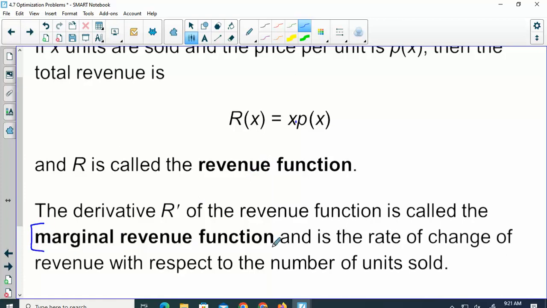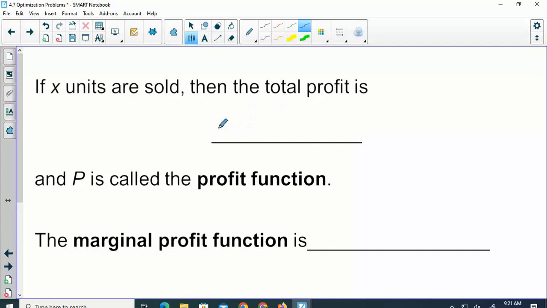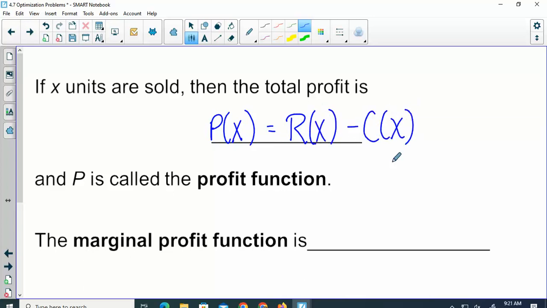If I'm talking about marginal revenue, that would be your derivative. Marginal cost is the derivative of cost, marginal revenue is the derivative of revenue. Profit, it's not great notation, but typically in economics they do capital P for profit and lower p for price. So just be aware of that. Your profit is your revenue, the amount of money you bring in, minus your cost, the amount of money you spend. So marginal profit would be what? The derivative. That's how your profit is changing.